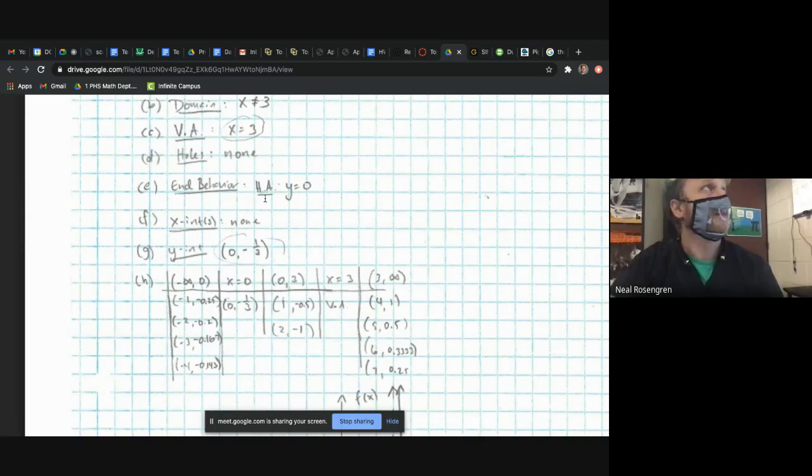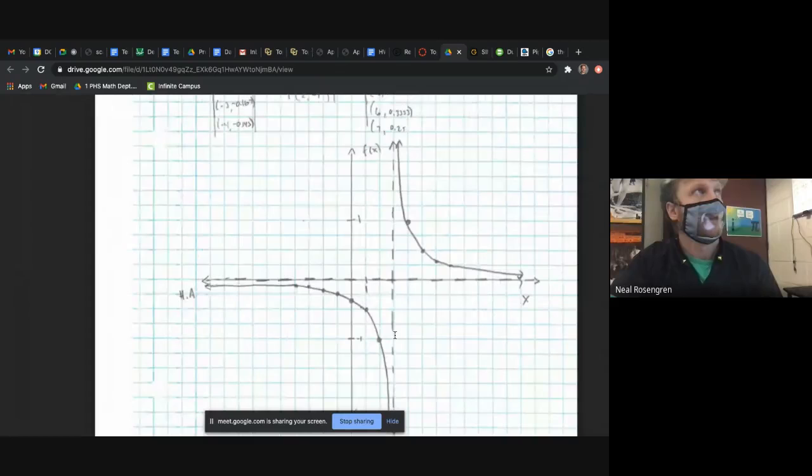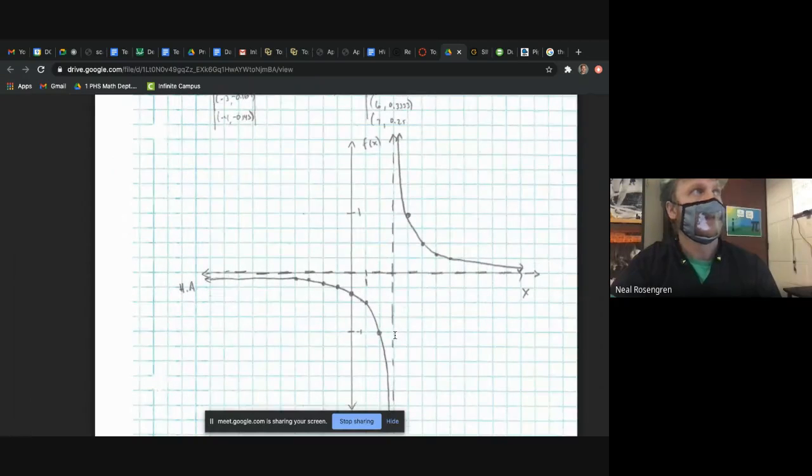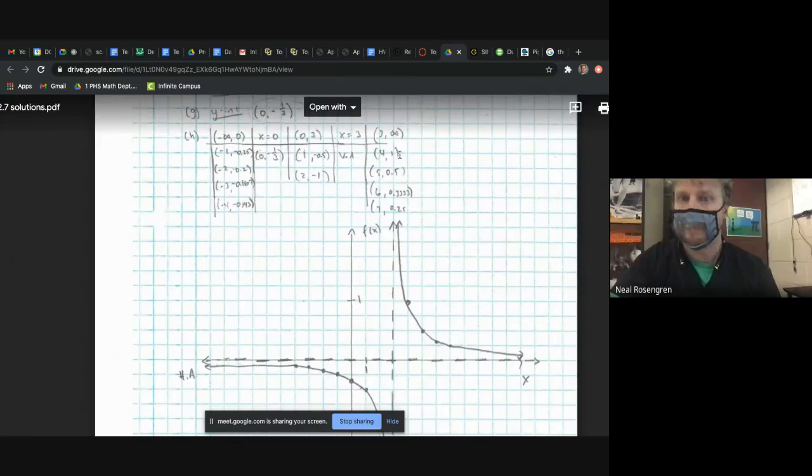X equals 3 was a vertical asymptote. I don't really have to write that down. It's right there. But then bigger than 3: 3, 4, 5, 6, and 7. And then there we go. Because your y values were really small. Biggest y value, 1. Smallest y value, -1.